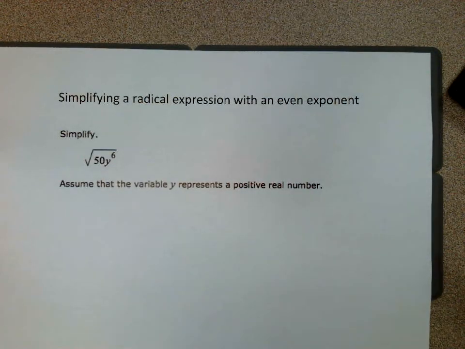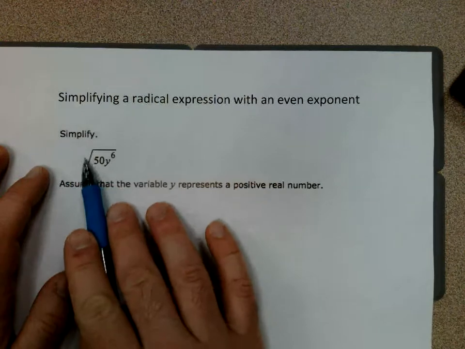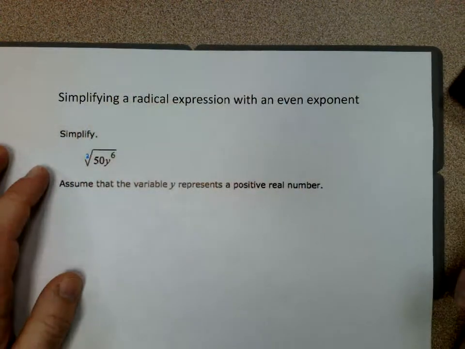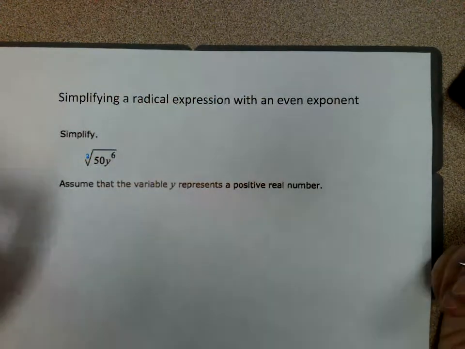So today we're going to be looking at the ALEKS topic, simplifying a radical expression with an even exponent. So we have a square root here. Notice there is no index in our radical sign there, so we can assume that is a 2 and makes it a square root. It's kind of our default.